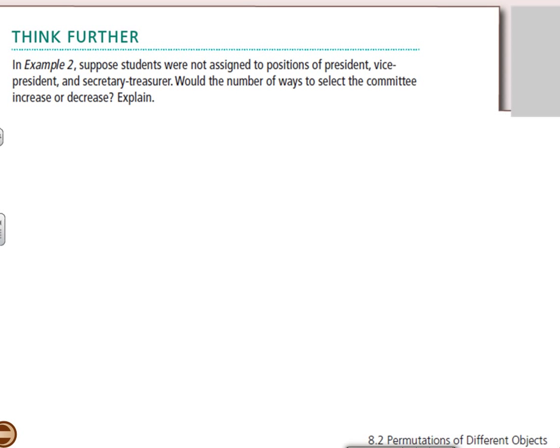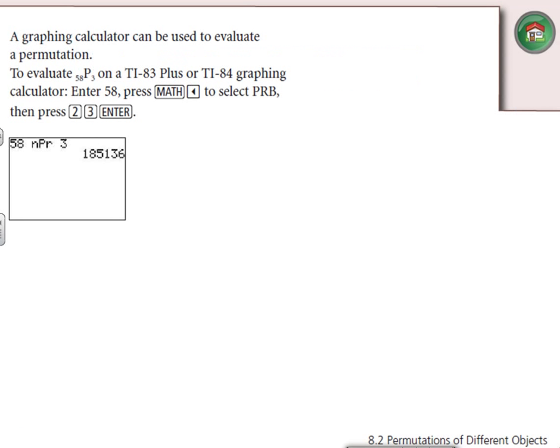Is it going to increase or decrease the numbers? Oh, and lucky you, this expensive calculator does it for you. For instance, if we wanted 58P3, I don't want to be going through and plugging all these numbers in. Let's just go here. Math, back to probability there. We select the second one, and then you put in the 3. So that 3 goes with that 3, and that 58 goes with that 58.